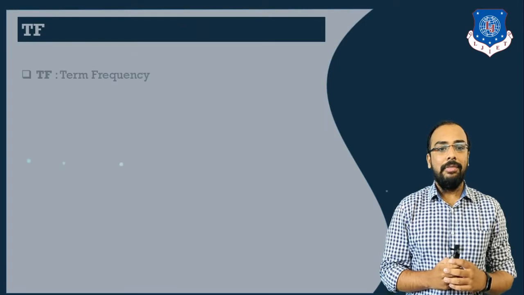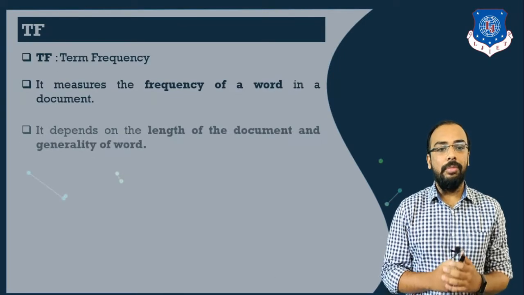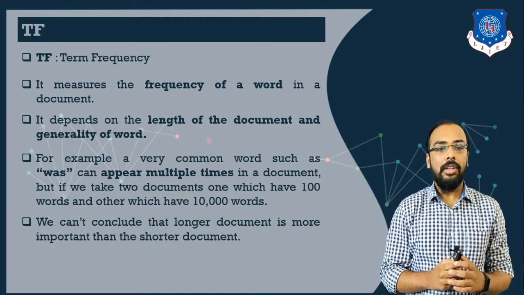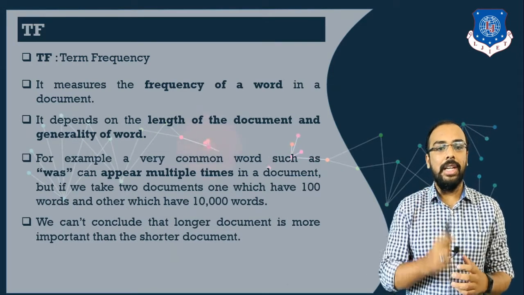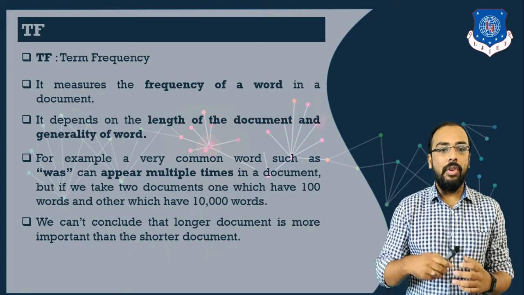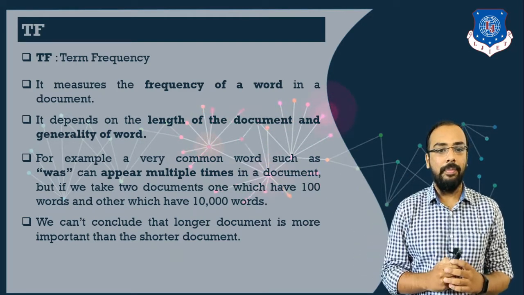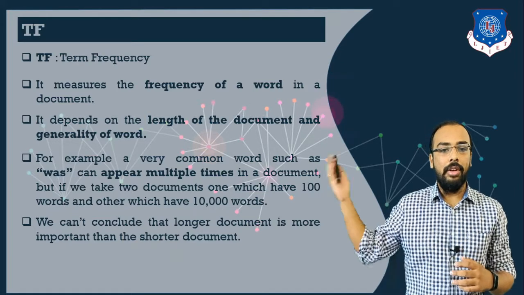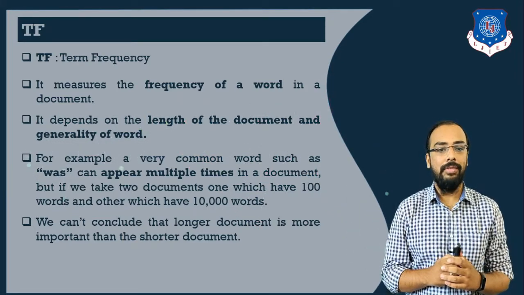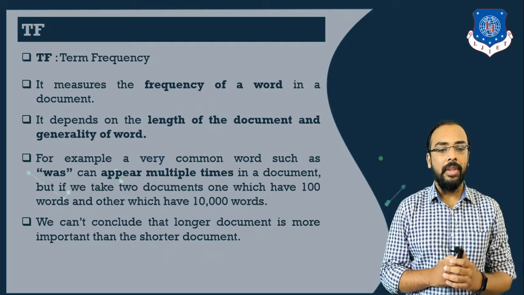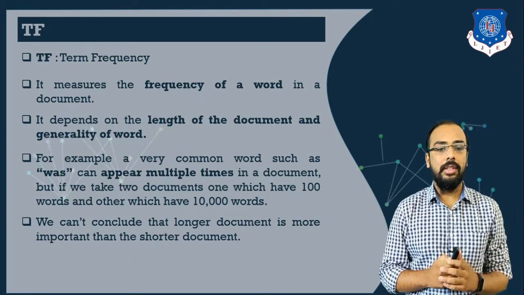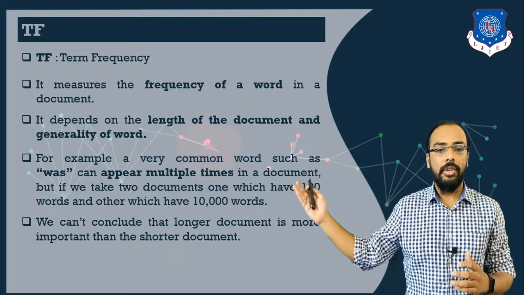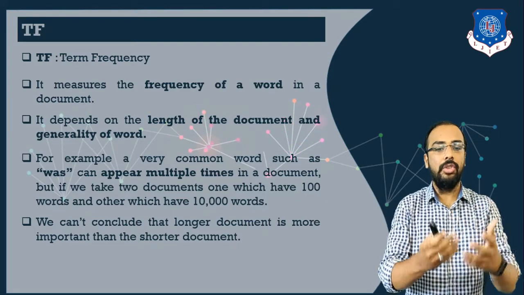So first let us see what we mean by TF. TF means term frequency. Here, term means we consider an individual word. Now what is TF used for? Whenever we want to measure the frequency of a word in our document, we have to use TF. Now on what criteria does TF depend? TF depends on the length of the document as well as the generality of a word.